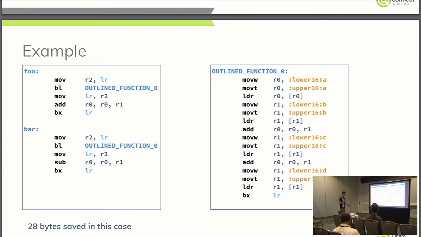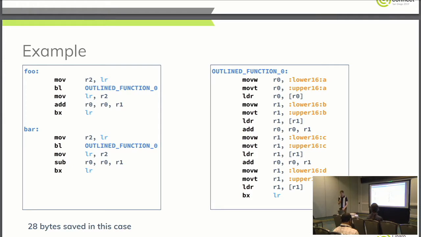So here we go. The only real difference at the call site is we've had to save and restore the link register, and then we've just replaced all of that bit of code with a branch and link to the actual code on the right-hand side. And we've done that here in bar as well. And we've saved about 28 bytes of code in this particular process. Okay, so that's it in a nutshell.